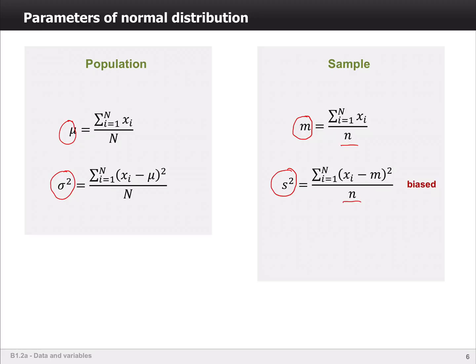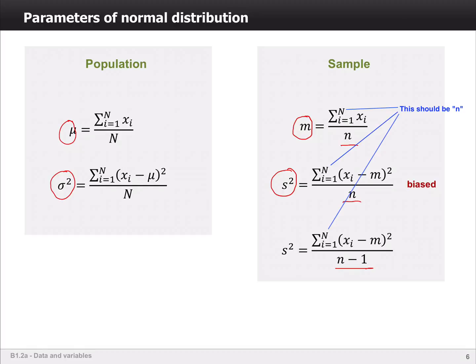Why? Because the sample size is usually small, and if you use a small sample size, this formula doesn't give a good estimate for the population. To get a better estimate or unbiased estimate, you have to use this formula, which the only difference which is that you divide to n-1.